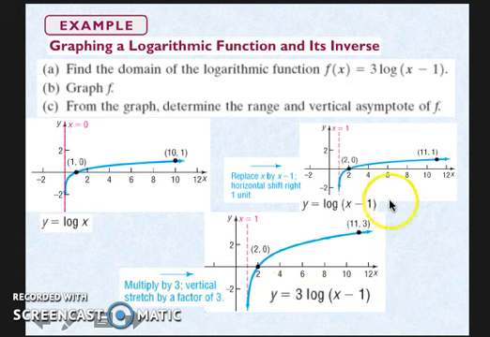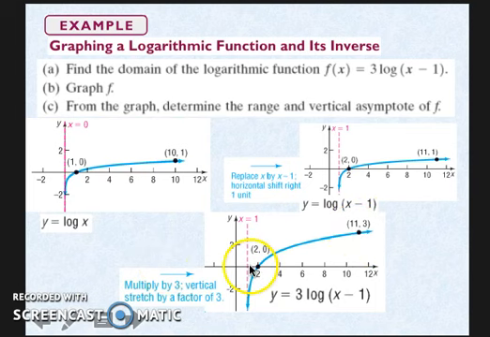Because it is a vertical stretch, you see that the x coordinate does not change. This 1 times 3, this is the point here. (2, 0) will still be (2, 0). The x-intercept is not going to change. This point is going to change, just the y coordinate.